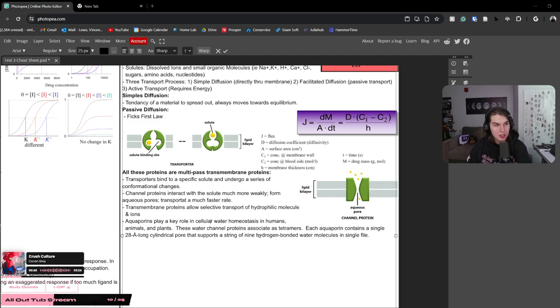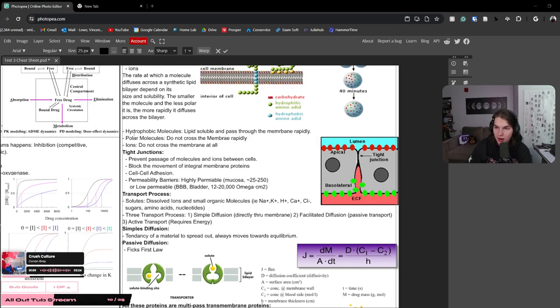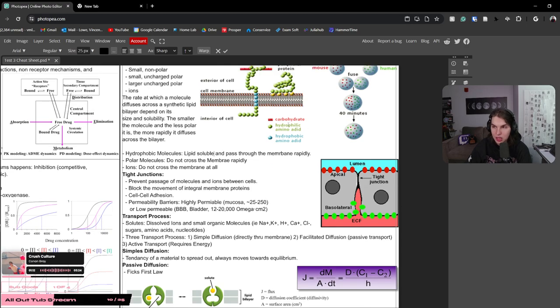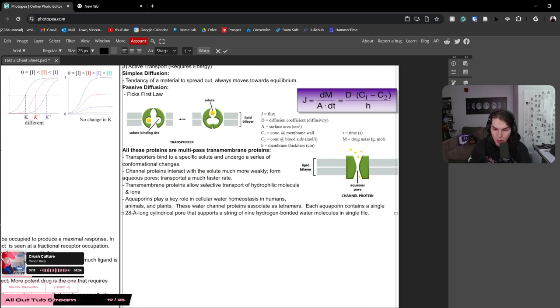They're just water homeostasis. Yeah, so they basically are water transport proteins that are associated with tetramers, which basically means like four folds, right? So each of them contains a long that supports a string of nine hydrogen bonded. So essentially what this does is it allows water to pass into the system because, again, if we go back up here, hydrophobic molecules are more likely to be lipid soluble, and most membranes are lipids. So hydrophilic or water molecules are less likely to go through, which is an issue if you need to pass in water. So your body has that built up.